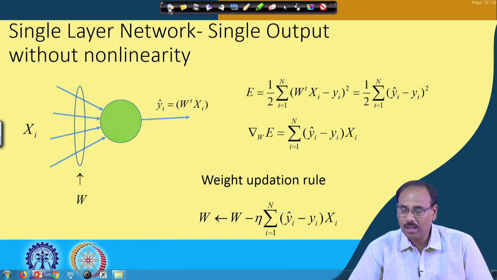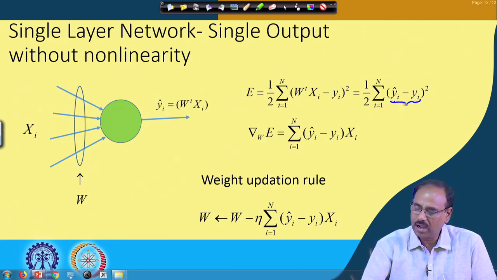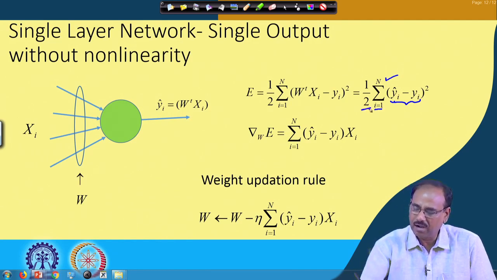Now, suppose yi hat and yi are not the same, they are different. Then my error will be yi hat minus yi, and what I compute is the sum of squared error. This is the sum of yi hat minus yi squared, where i varies from 1 to capital N. So, this squared error is computed over all the training vectors, and I have capital N vectors for training purpose. And I scale this by half.